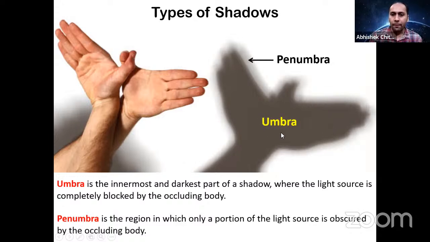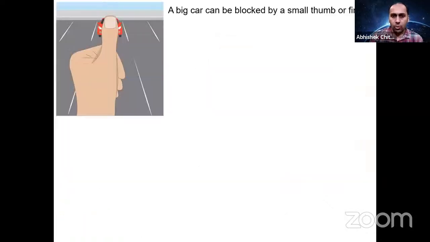The name is umbra. And if you see over here, I hope you are seeing my cursor, this shadow over here is relatively less dark and is known as penumbra. So two types of shadows we have to remember, because we are going to deal with these two types of shadows. Let me go ahead.